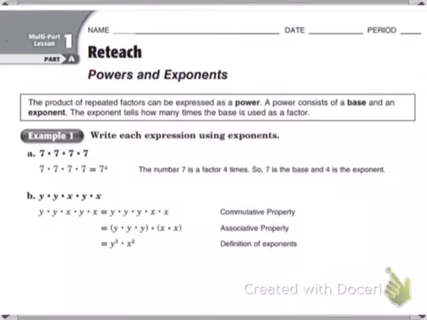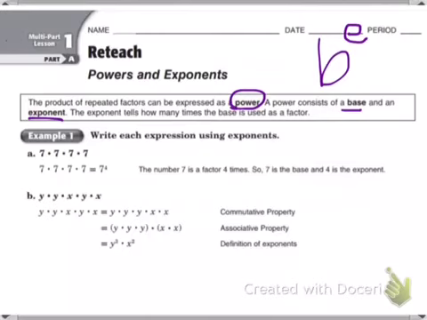Looking at the reteach side, powers and exponents, the product of repeated factors can be expressed as a power. You should have this vocab word written down. A power consists of a base and an exponent. The exponent tells how many times the base is used as a factor. So when I see the word base, I think big. So the base is going to be my big number. The exponent is going to be the small number written on the right-hand side to the top. Make sure that I can tell the difference in your base and your exponent.